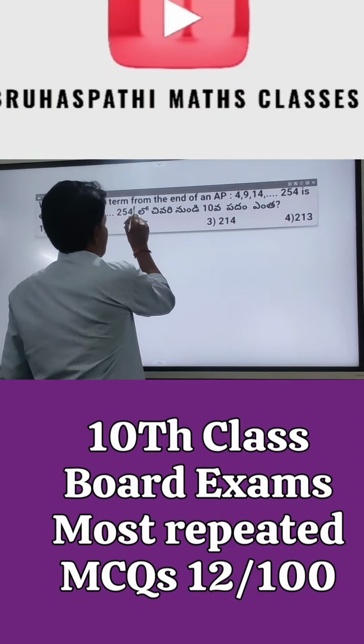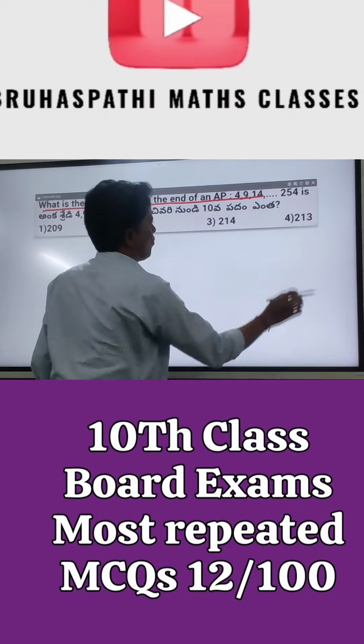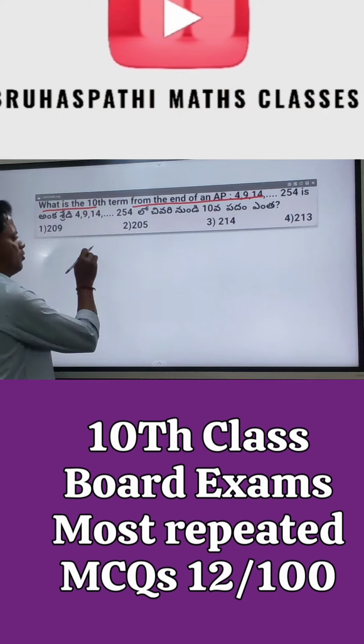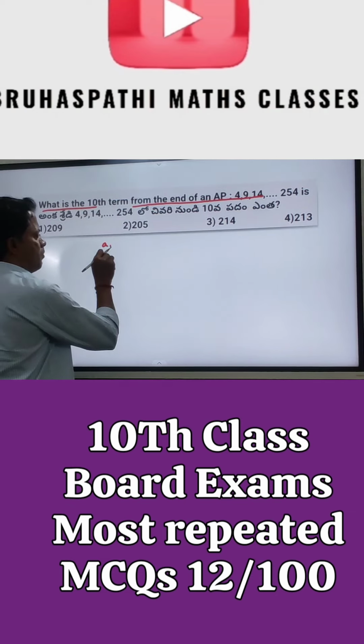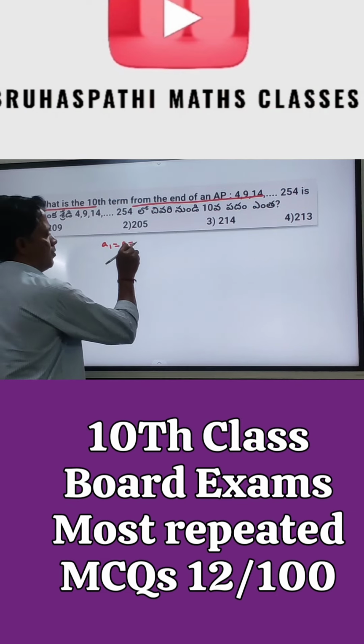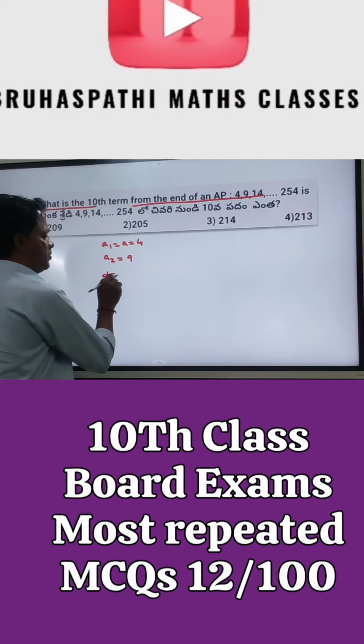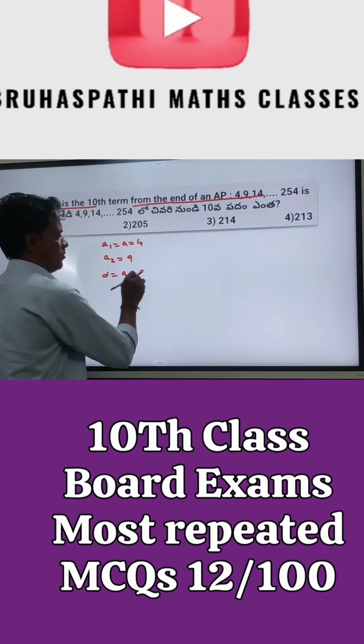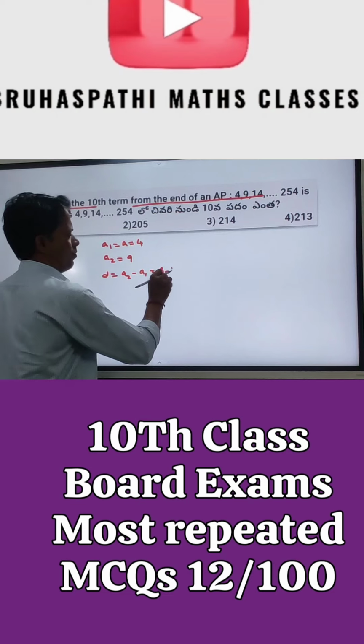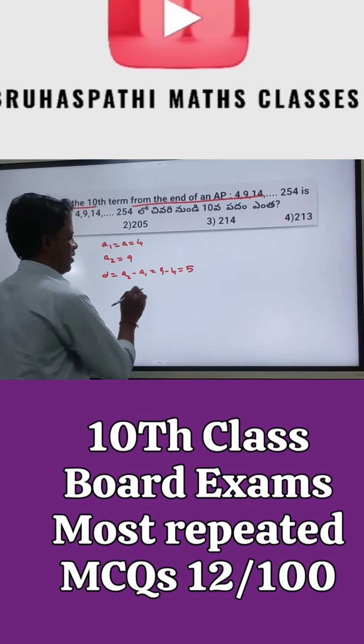What is the 10th term from the end of the AP 4, 9, 14, and so on up to 254? First term a1 is equal to a is equal to 4. Second term a2 is equal to 9. Common difference d is equal to a2 minus a1, 9 minus 4, that is equal to 5.